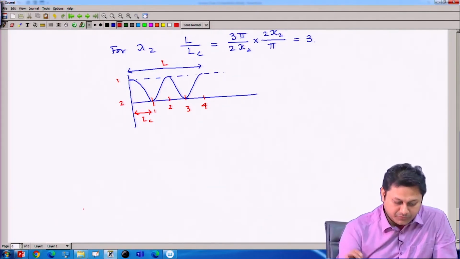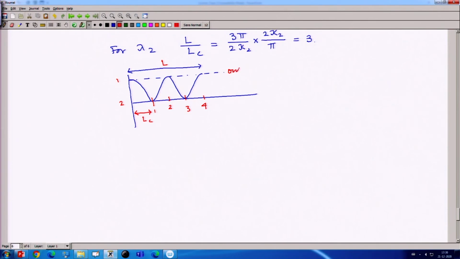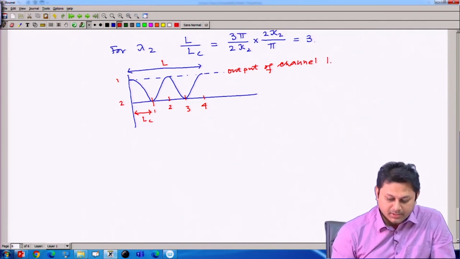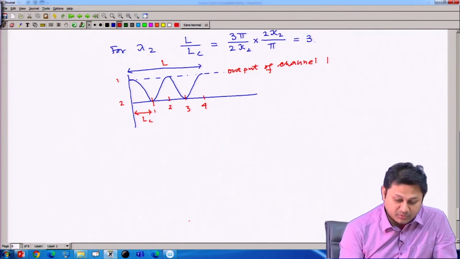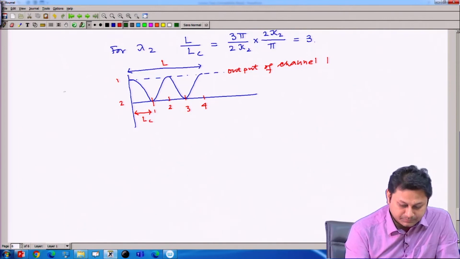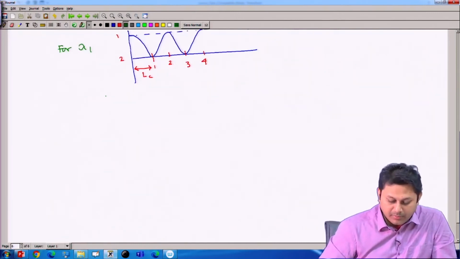So, this is the output of channel 1. What about, and for lambda 1 as well, because this is for lambda 1. So, this is for lambda 1. What about lambda 2?